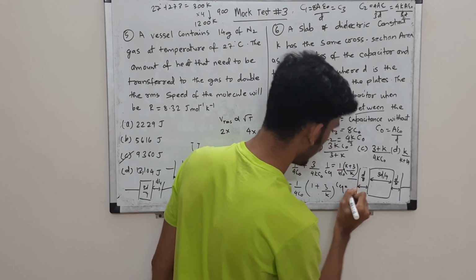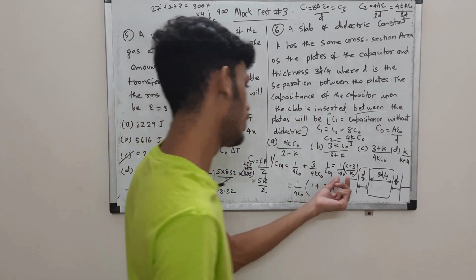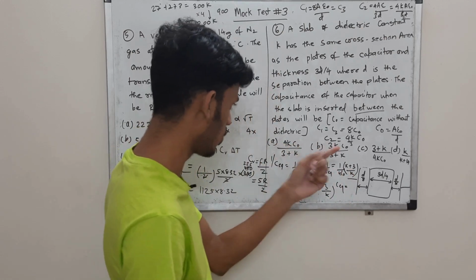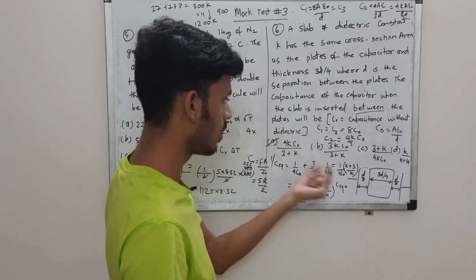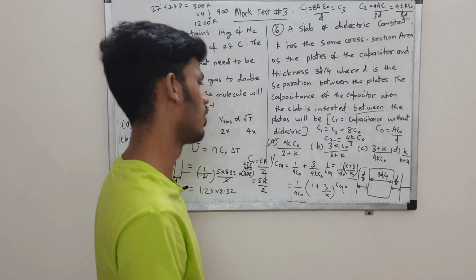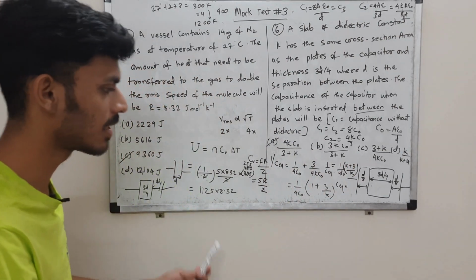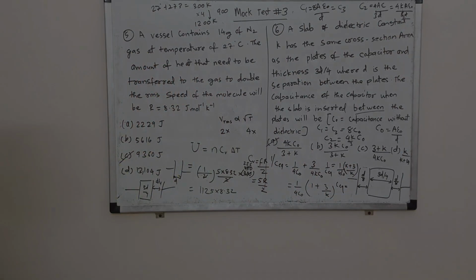So C equivalent will be the reciprocal of this, which will be 4K C naught upon (3 plus K), K plus 3. Okay, so option A is correct. Over to the next question.